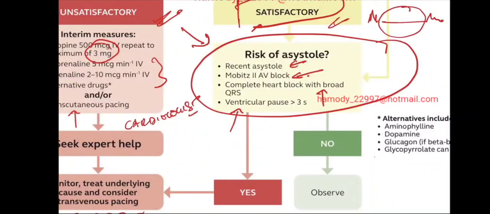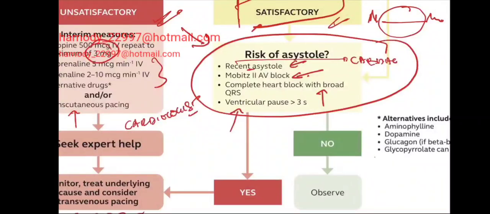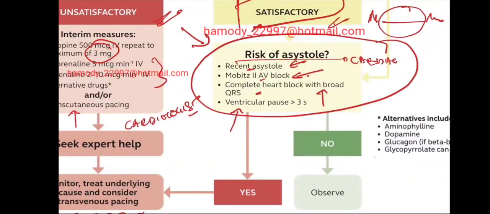That is known as ventricular pause for more than 3 seconds. Recent asystole means recent cardiac arrest. This patient had a recent cardiac arrest. Asystole means Mobitz type 2 AV block or complete heart block with a broad QRS complex.